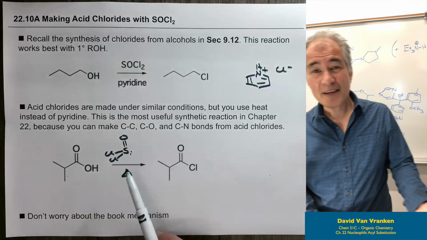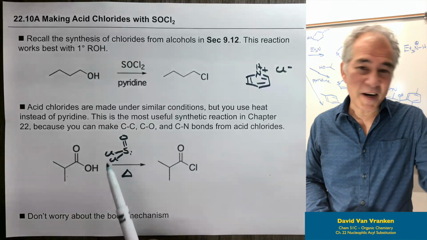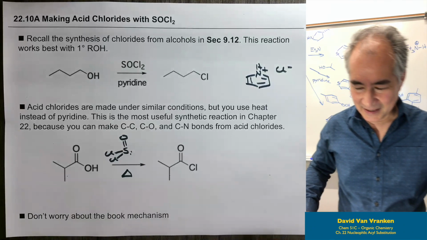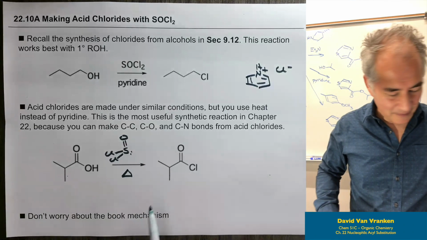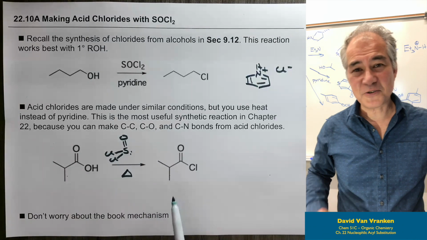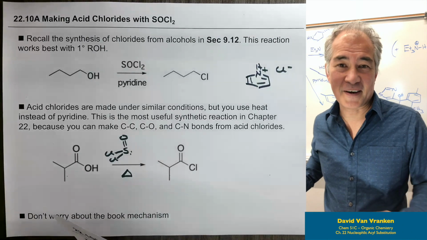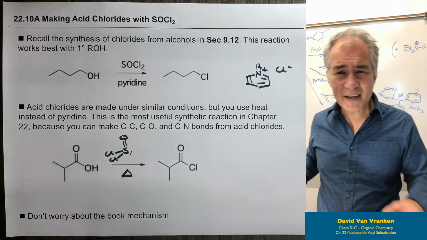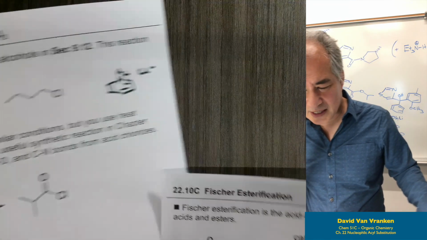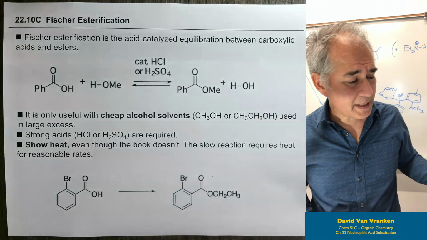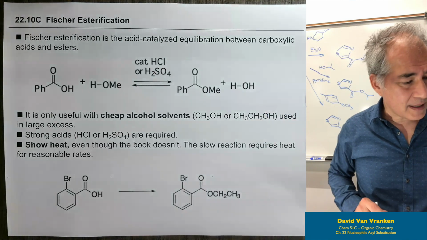Now the book gives you a mechanism for this process. Ignore it, it's not the right mechanism. So I'm not going to ask you about it, and I don't want to confuse things. You don't need to know the mechanism for its formation, but it is a super important reaction. Okay, I took a little detour there. Let's come back and talk about the mechanism for getting alcohols to attack directly on carboxylic acids.